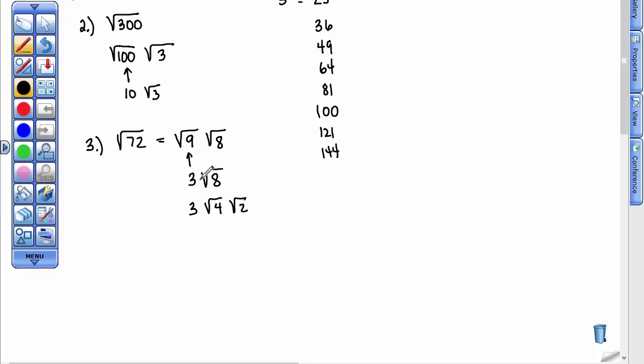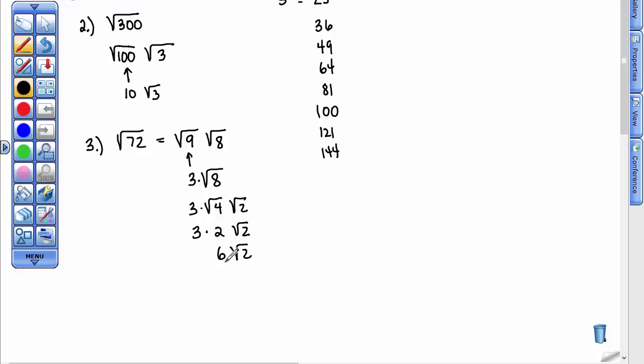Remember, this is 3 times, there's a dot right here, 3 times the square root of 8. 3 times the square root of 4. So 3 times the square root of 4, which is 2, is 3 times 2. I'll bring that square root of 2 down. So finally, we're done after how many steps?